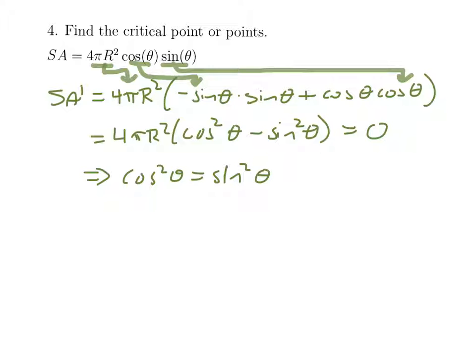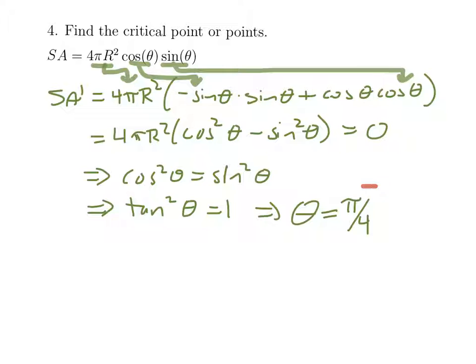And so we need to figure out where cosine squared equals sine squared, or said another way, where tangent squared equals 1. The only values of theta we're interested in, by the way we set up the problem, are those that are between 0 and pi halves. The only solution in that range is for theta to be pi fourths, and we now have our leading candidate for where that maximum occurs.